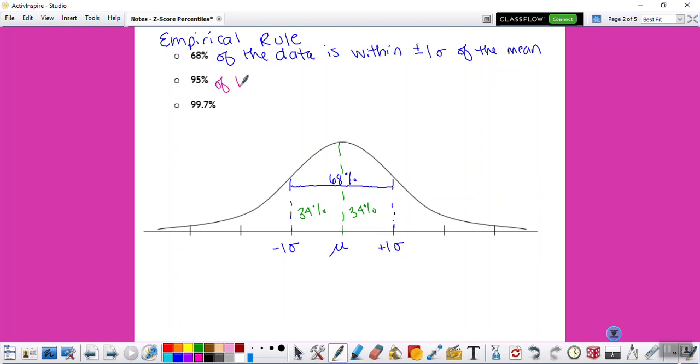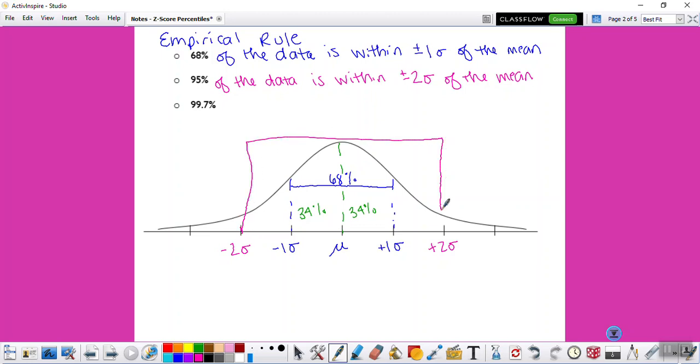95% of the data is within plus or minus 2 standard deviations of the mean. So from positive 2 standard deviations to negative 2 standard deviations. So from there to there, that's got 95% of your data.